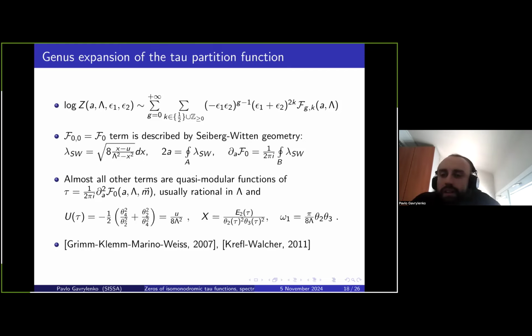And if you look at some special cases, we can put, for example, epsilon 1 plus epsilon 2 equals 0, and then we will have only these zero-point contributions, F_{g,0}. It will be a self-dual case. Or we can put epsilon 2 equals 0. It will mean that the only surviving terms will correspond to g equals 0 and all possible n. It will be a Nekrasov-Shatashvili limit.